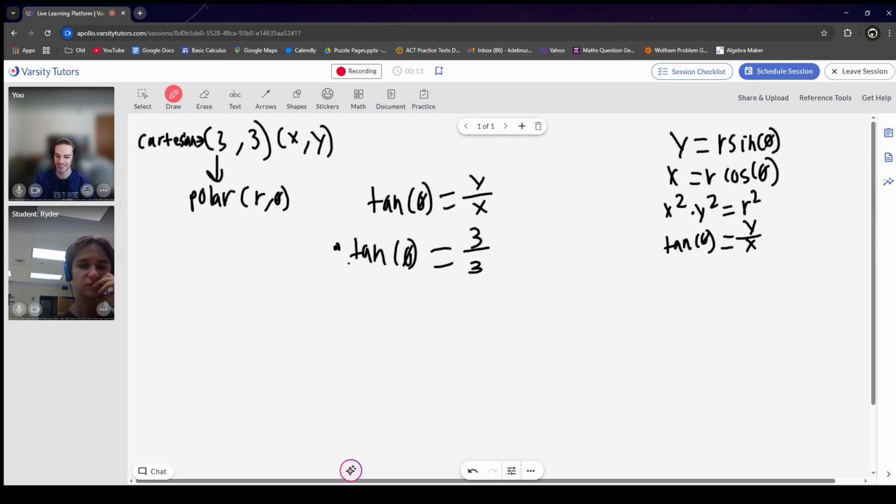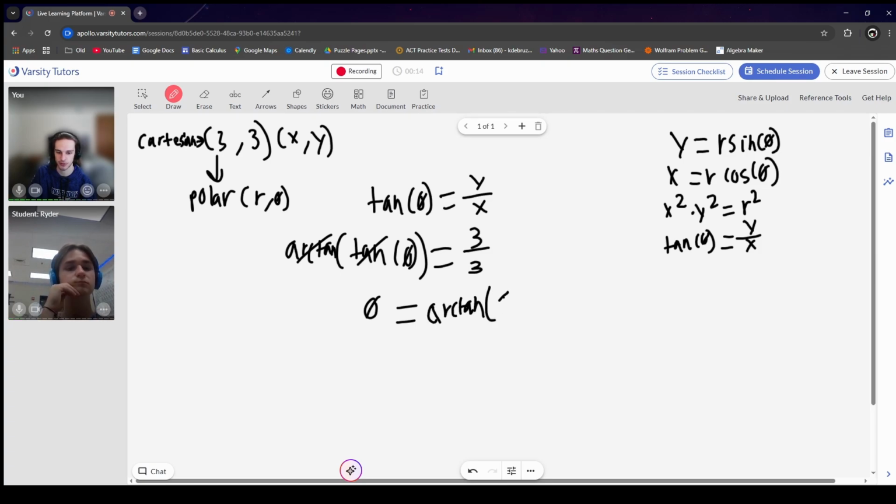So you have to move the theta and then move the 3 over? Nope. The only way you're going to be able to get rid of an operator is to do the inverse operator, and you'll do that to both sides. So these will cancel, and you have theta is equal to arctangent of 3 over 3, which is 1.